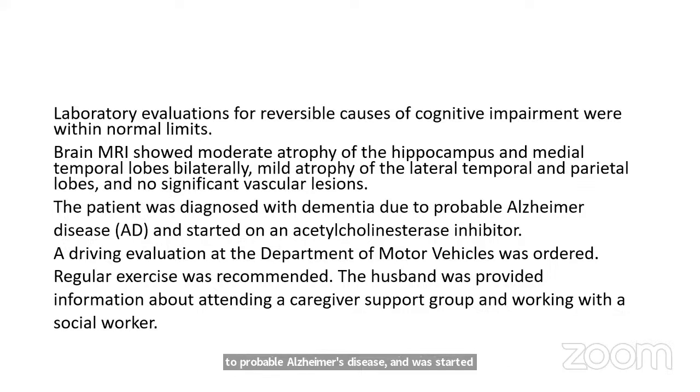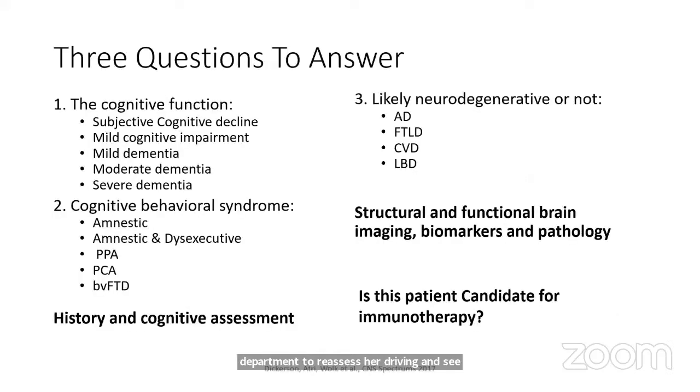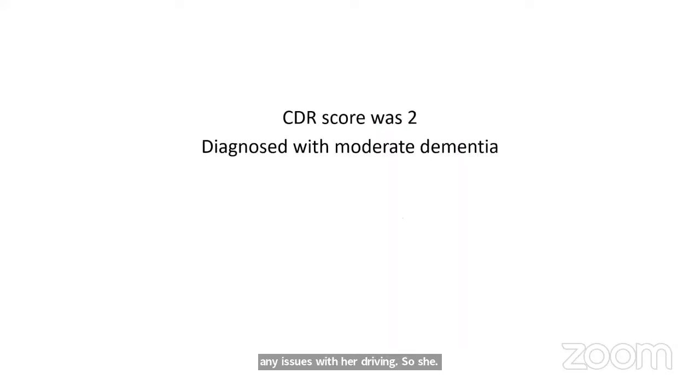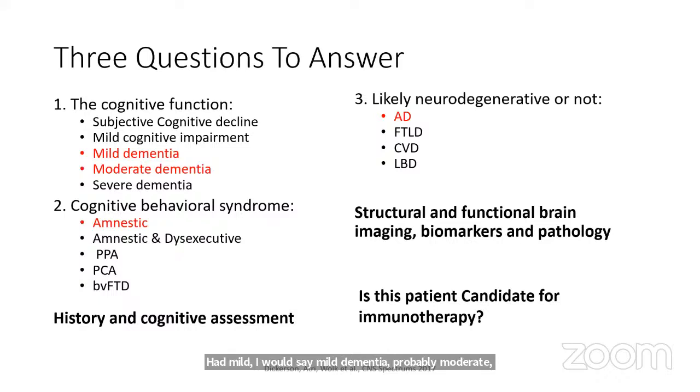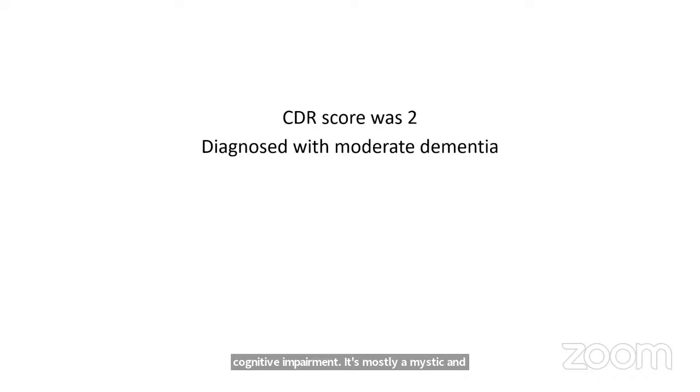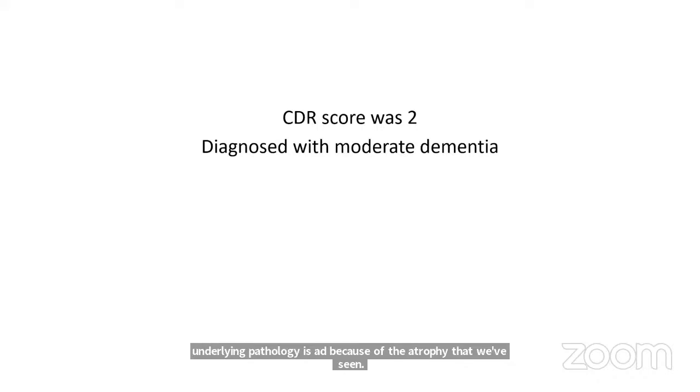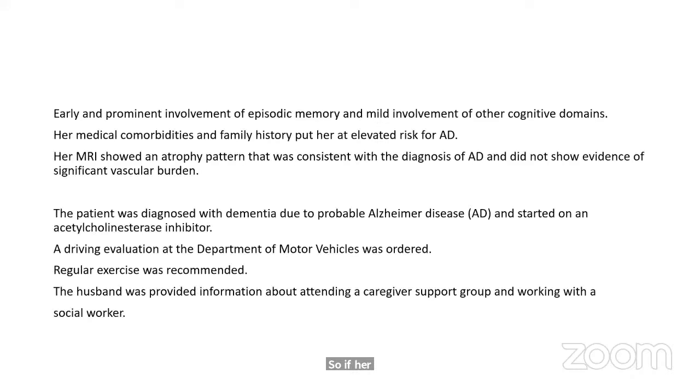Now she was reported to the motor vehicle department to reassess her driving and see if there are any issues with her driving. So she had mild, I would say mild dementia, probably moderate, because you can see that she has significant decline. She's unable to take her medications, and her husband took over her finances. It's more than just mild cognitive impairment. It's mostly amnestic, and the underlying pathology is AD because of the atrophy that we've seen. So if her CDR was found to be 2, that would be more consistent with moderate dementia.